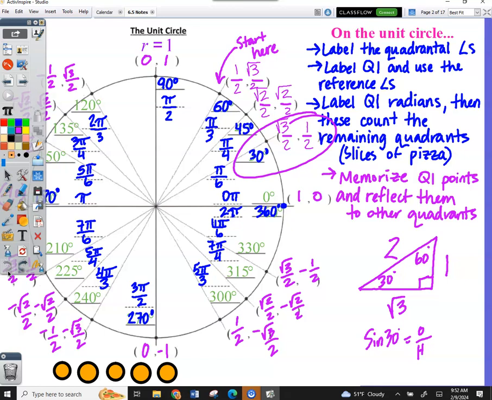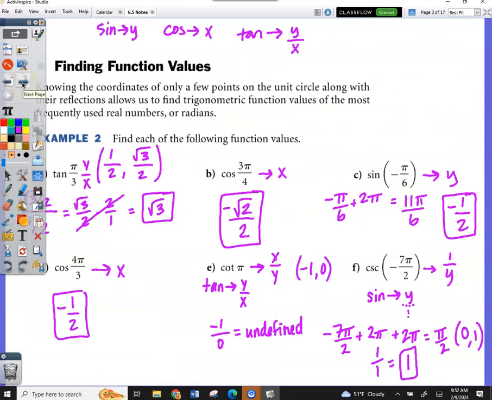Okay? All right, so here is where we found those values, like what we just talked about, trying to catch her up. So like the cosine of 3 pi over 4, you would go to 3 pi over 4, you would write the x coordinate. The sine of negative pi over 6, if you don't know where that is, you could add a coterminal 2 pi, and then 11 pi over 6 is on the unit circle. Sine means tell me the y coordinate.